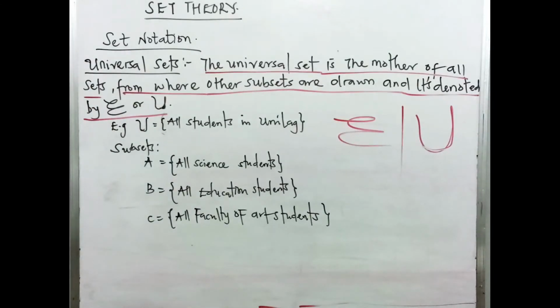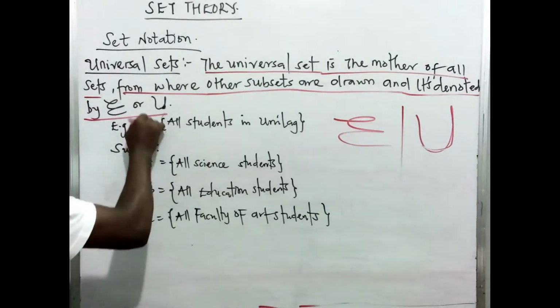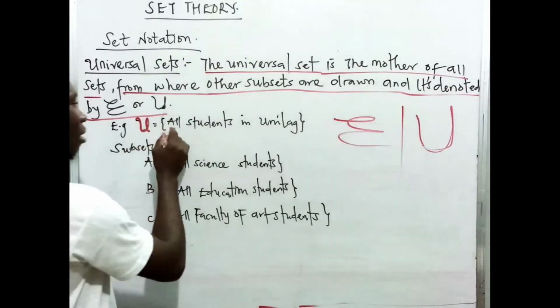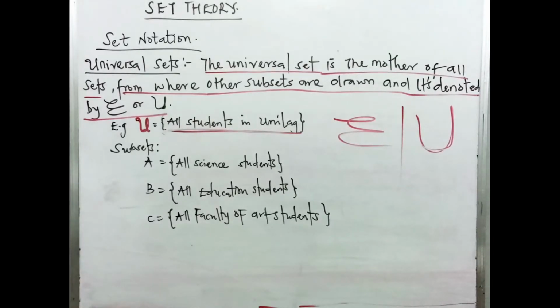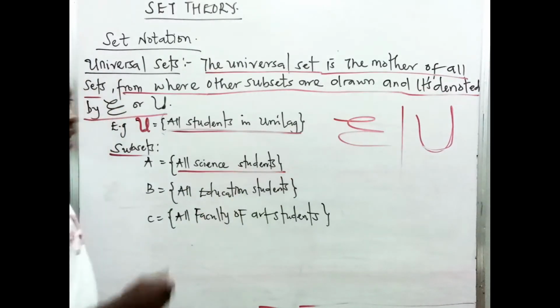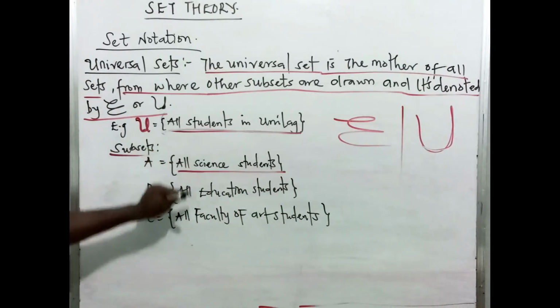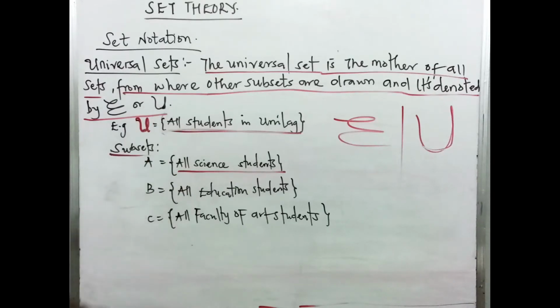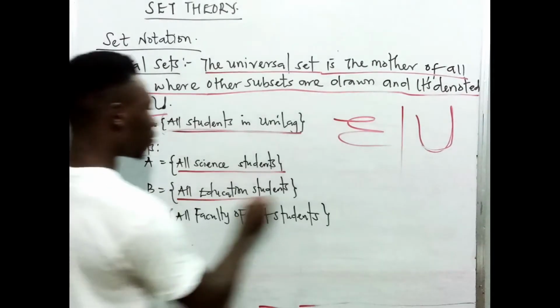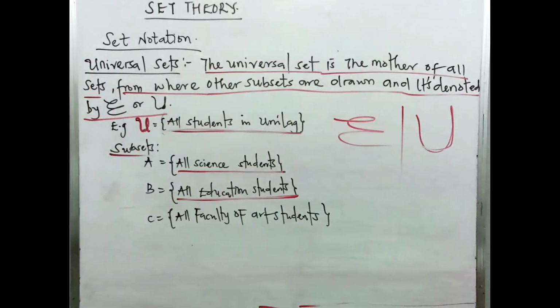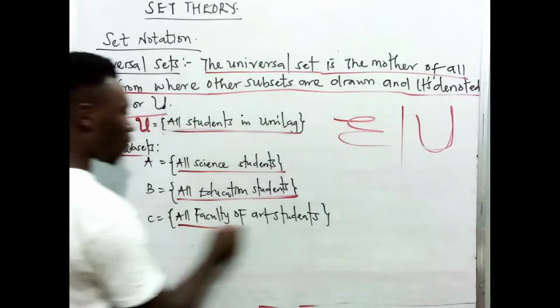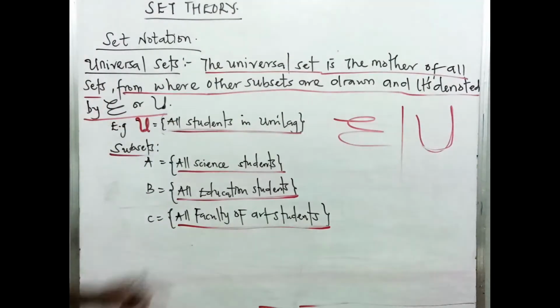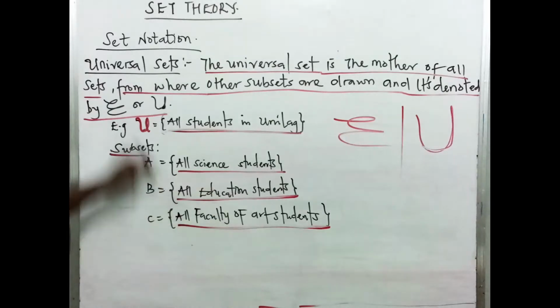Now let's take up an example. For example, your universal set of all students in Unilag. Now we have a subset. A subset here says all science students. Do you see all science students are part of students that are in Unilag? All education students are also part of students in Unilag, and all faculty of arts students are also a set of students in Unilag.